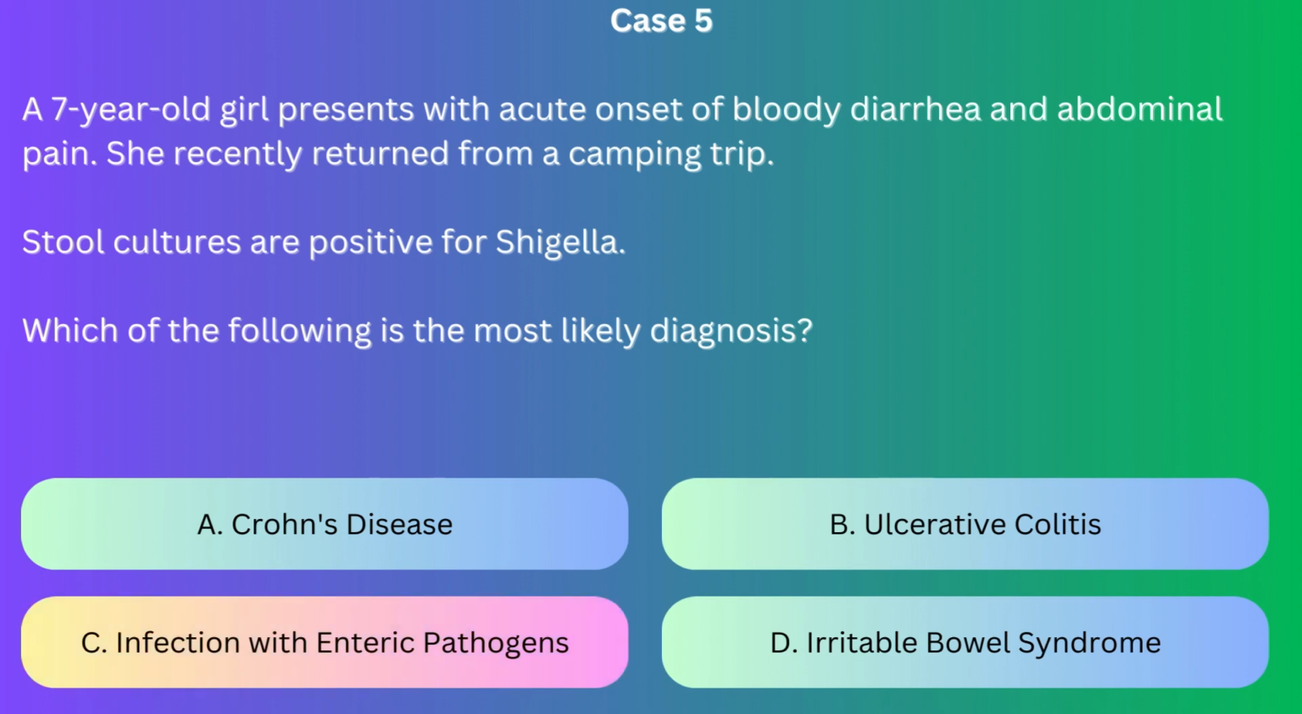The history of acute onset of bloody diarrhea and abdominal pain following a camping trip, along with a positive stool culture for Shigella, suggests an infection with enteric pathogens. Conditions like Crohn's disease and ulcerative colitis are chronic inflammatory conditions and don't present acutely following environmental exposure. Irritable bowel syndrome is a functional gastrointestinal disorder and doesn't cause bloody diarrhea or positive stool culture for pathogens.